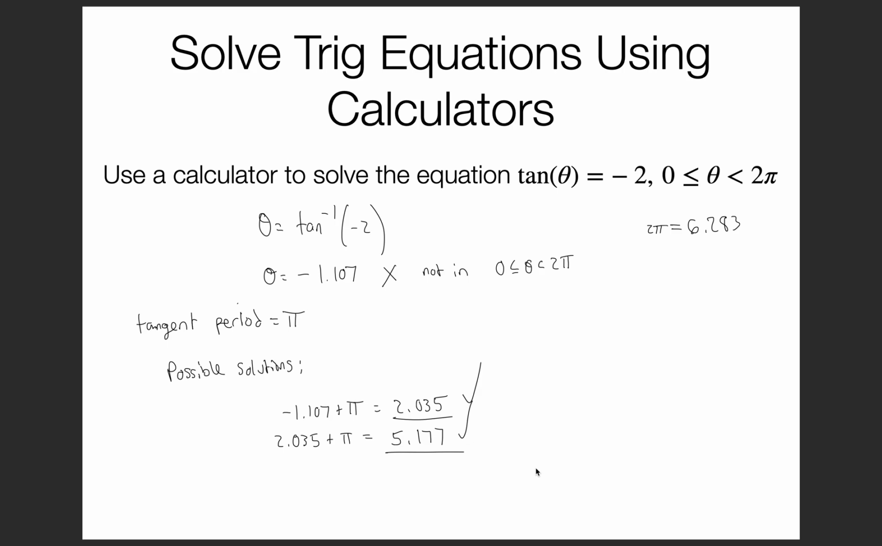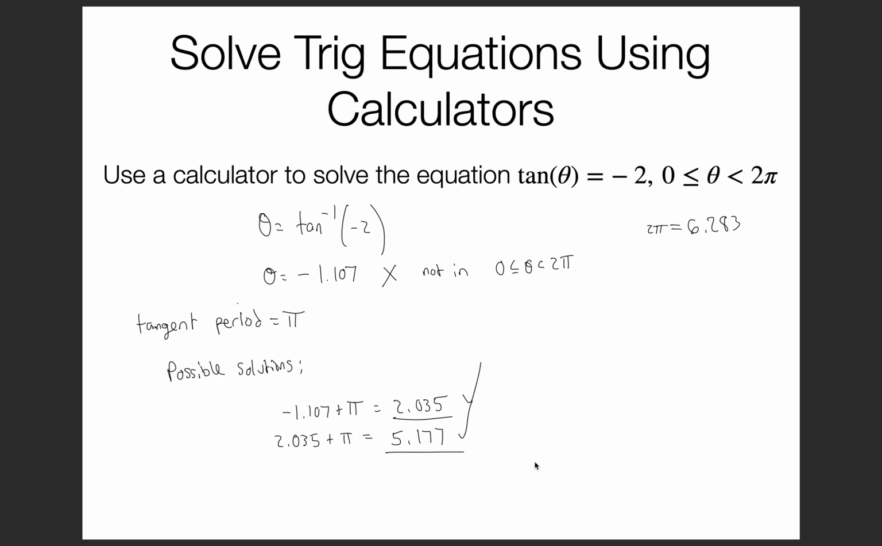Well, you just have to find out what 2 pi equals as a decimal. And so I've done that up in the right-hand corner there. 2 pi is equal to 6.283. Okay, so 2.035 is in between 0 and 6.283.